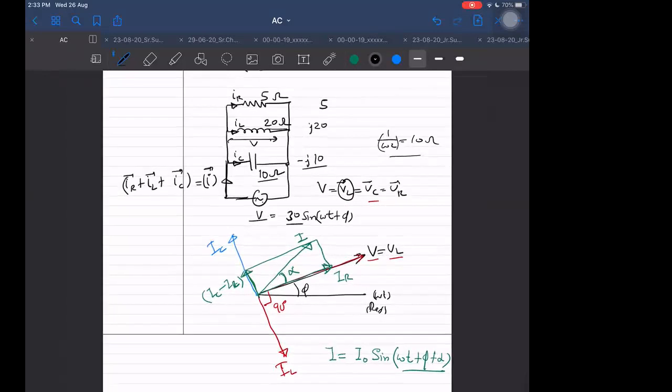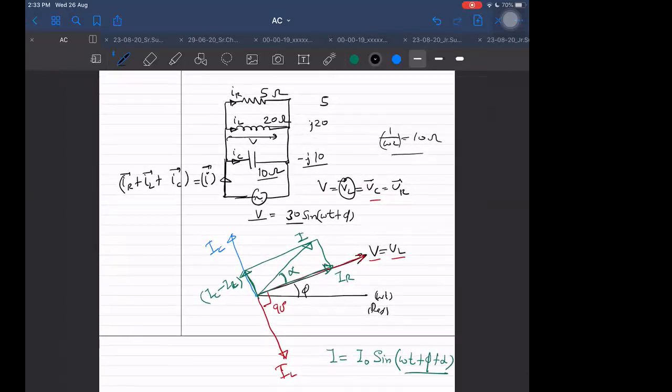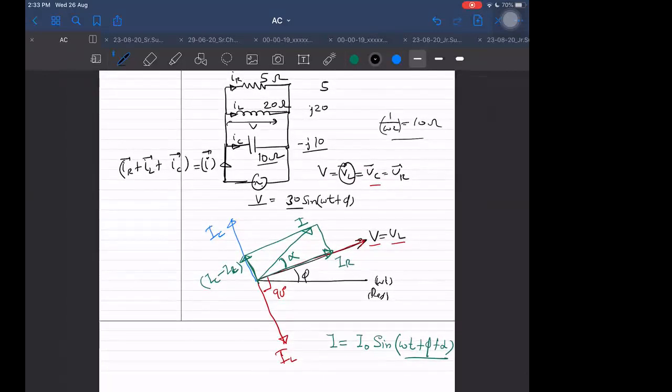So what do we get now from here? From here, I think we can now get one at a time. Get the peak value of IC. What is the peak value of IC coming out to be? Peak value of IC will be the peak value of voltage, 30, divided by minus j into 10. That is equal to j into 3 unit. That is IC.